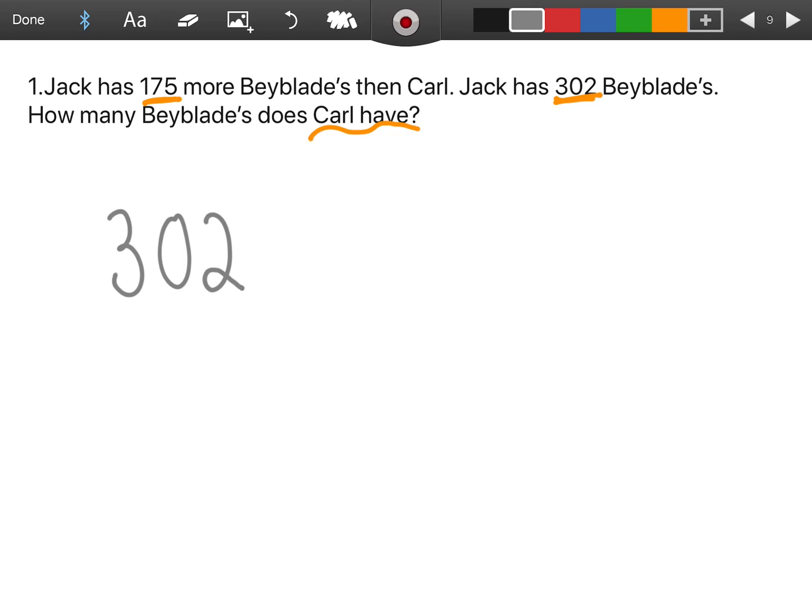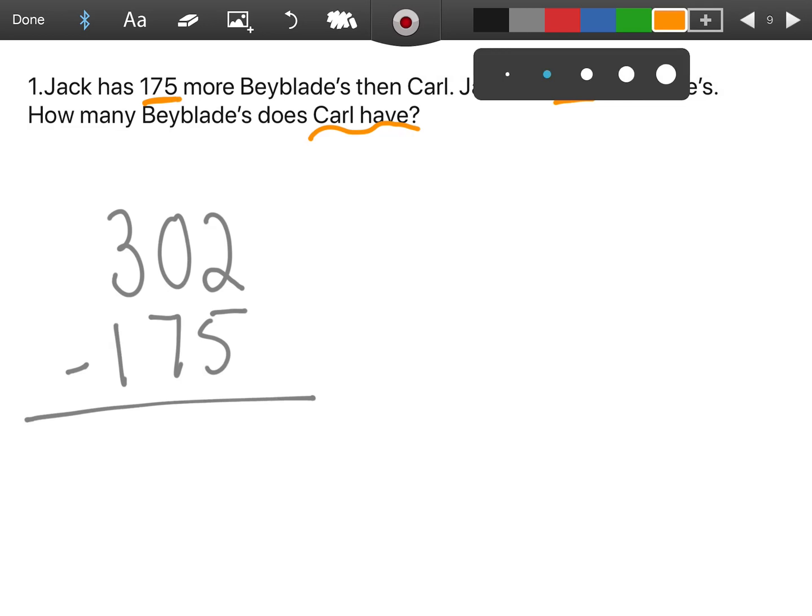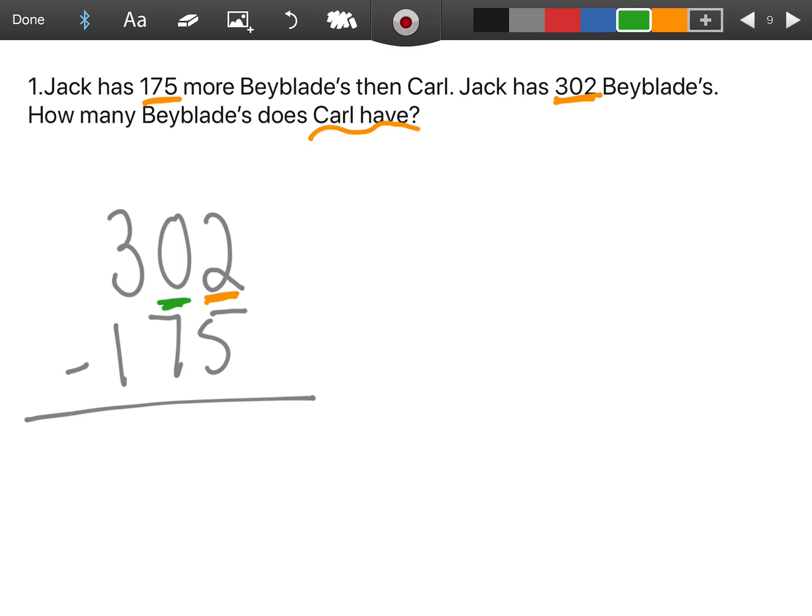And they said that Jack had 175 more than Carl, which means that Carl had 175 less than Jack. So we're going to go ahead and do that subtraction. Start in that ones place, we have 2 minus 5. We can't do it, so we got to call up the tens. He doesn't have any for us to borrow, so he's got to go to the hundreds place, and we can regroup then.